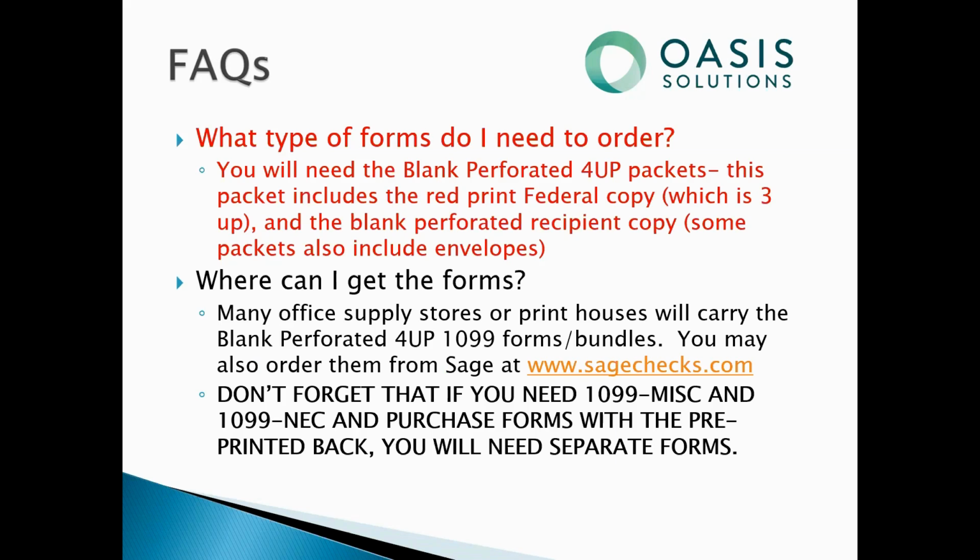So you go back to what we've got up there in red. You need the blank perforated 4-up packets, and that does include the red federal copy. And then you need the blank perforated copy for your vendors. And then some of those packets do include the envelopes. And just a reminder that if you are buying forms, you probably need the 1099 miscellaneous and the 1099 NEC forms. Most people need both.